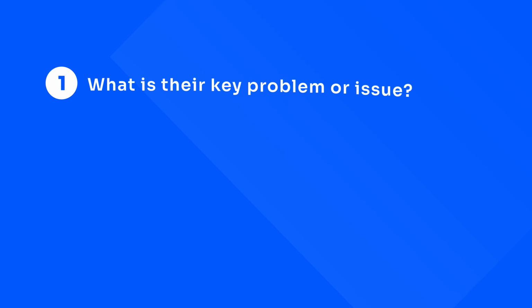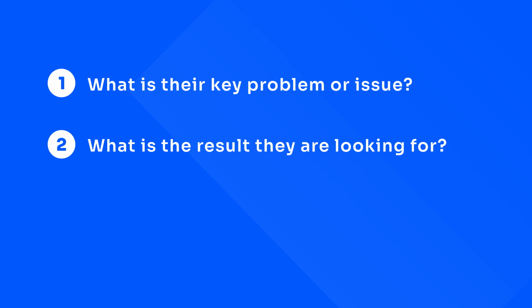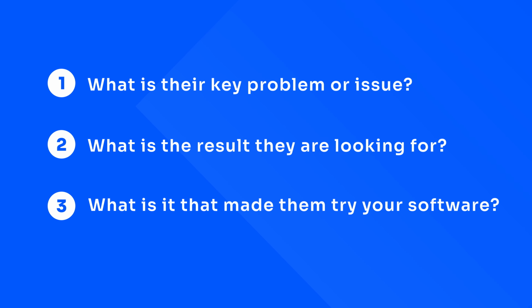So what's the key problem or issue that they're having? What's the result that they're looking for? And what is it that made them try out your software in order to achieve that result? So if you can get quite clear about that, then you can think about, okay, where in our product is the key flow that's helping them get this result that they are looking for?